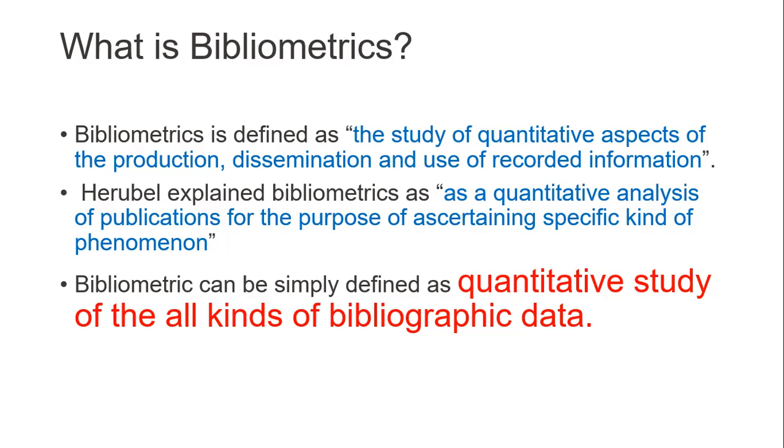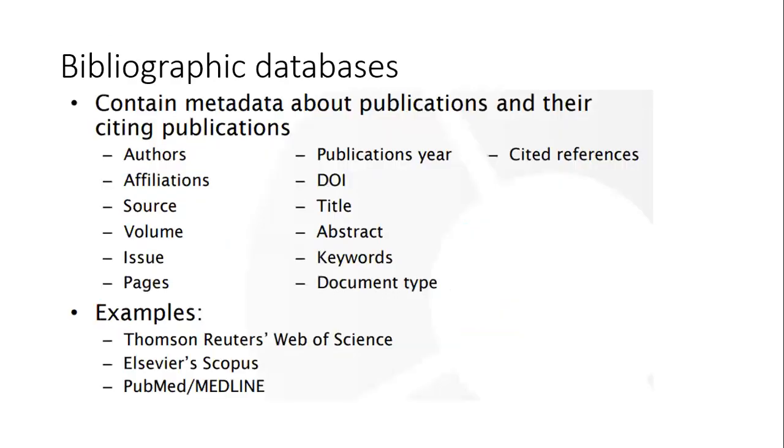bibliographic data. Bibliographic data is metadata about publications and their citing publications, such as publication year, title, abstract, keywords, document type, and authors of the published paper. And these data can be extracted from different databases, such as Web of Science and Scopus.